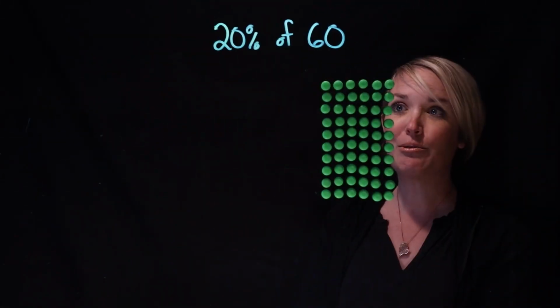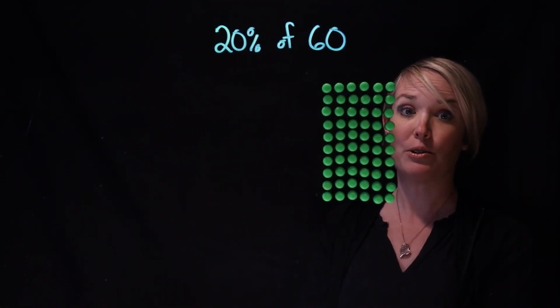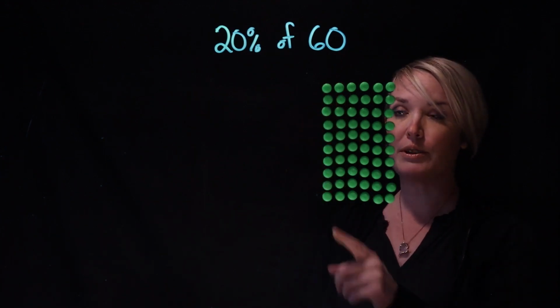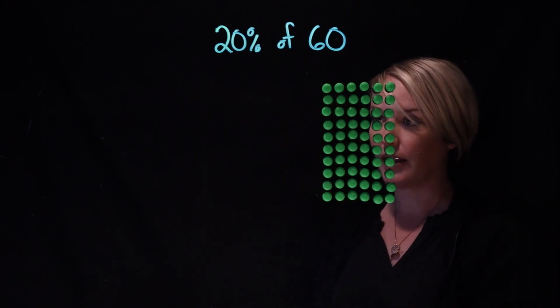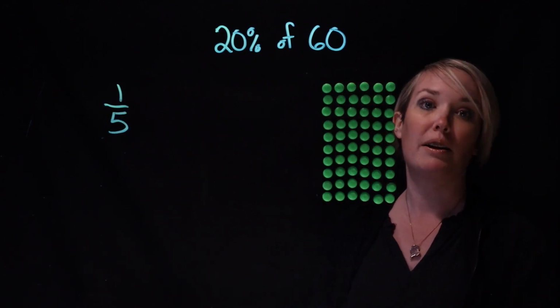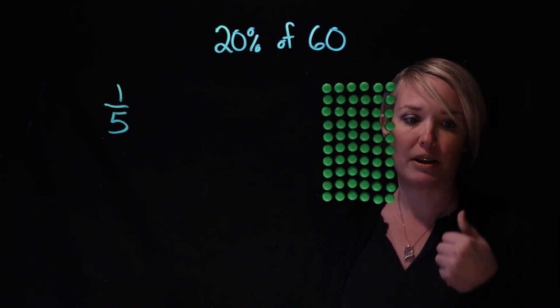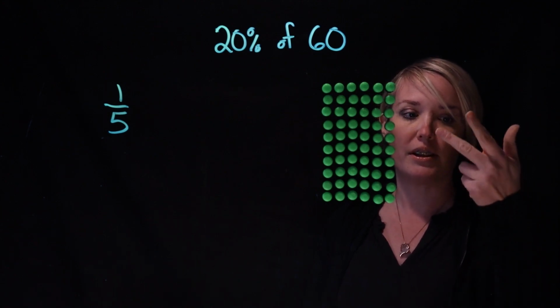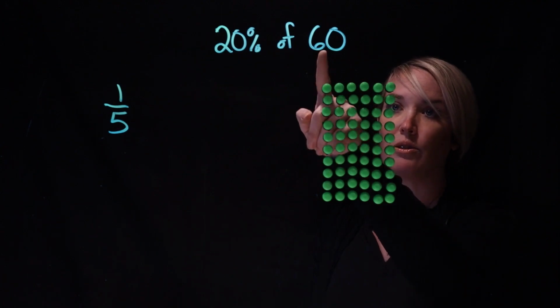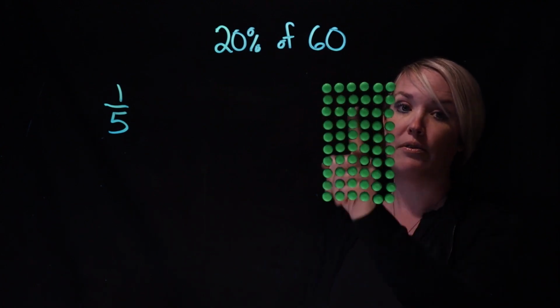Hi everyone. I was working with this amazing student named Latoya and figuring out 20% of 60. Now what she told me was that 20% makes her think about 1/5 or dividing by 5. She said she thinks of that because 20, 40, 60, 80, 100. Okay, so what she wants to do is she wants to divide 60 by 5.